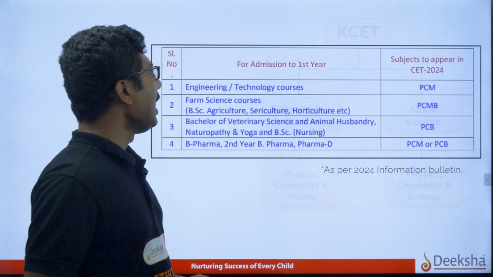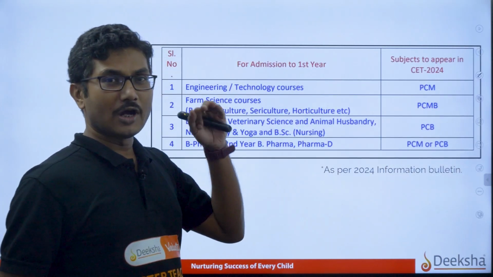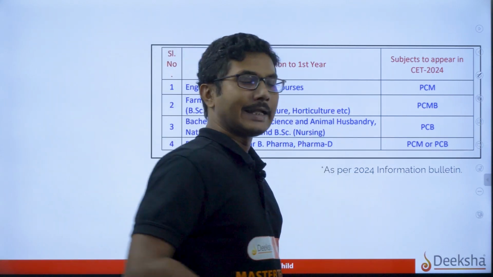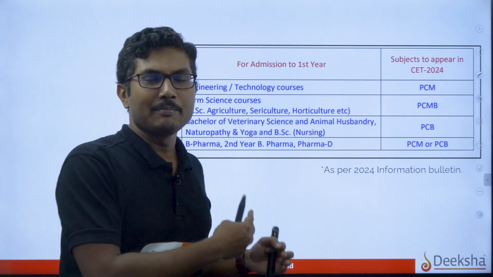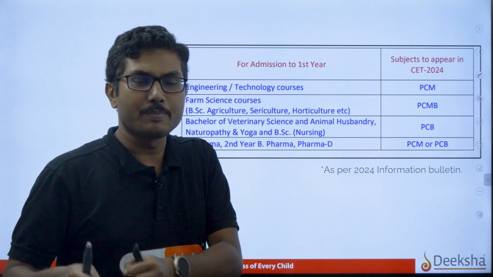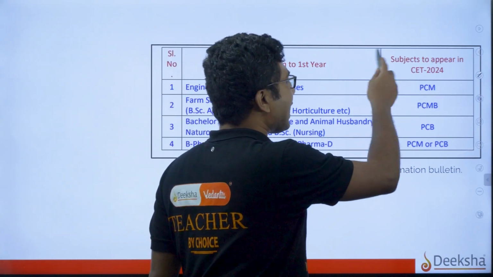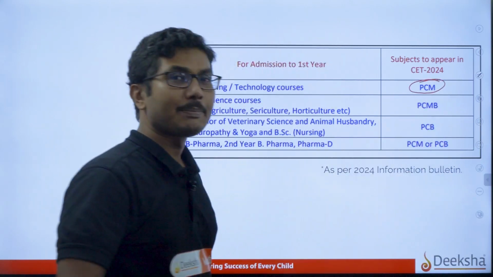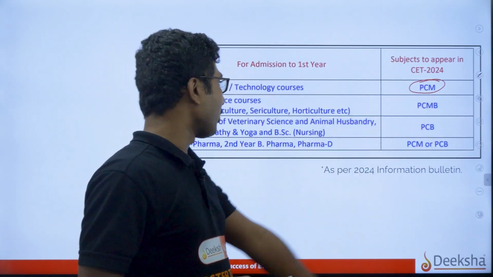Now, let us look into the admission as per 2024 bulletin, what all you have to do for engineering and technology courses. For example, BTech in computer science and machine learning, AIML, artificial intelligence and machine learning, that is a part of BTech computer science. So, you can apply to that course via appearing CET 2025 exam, and for that you have to appear PCM. So, P stands for physics, C for chemistry, M for maths.